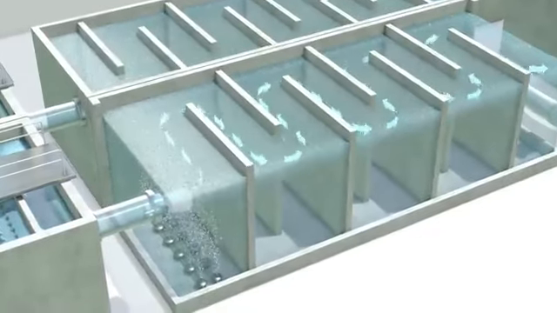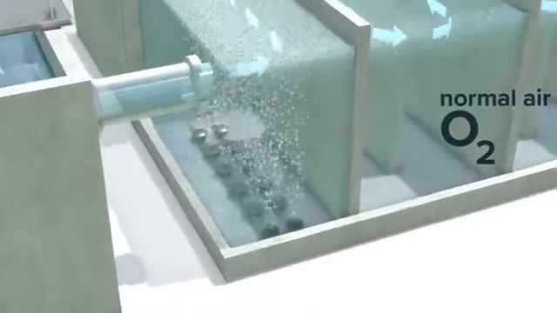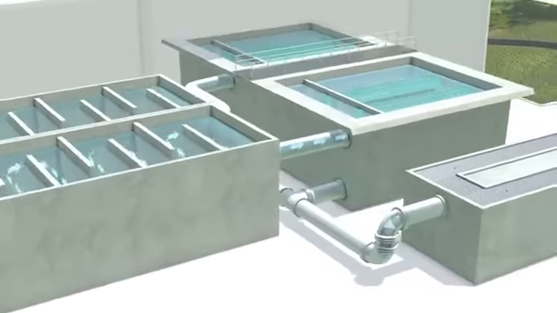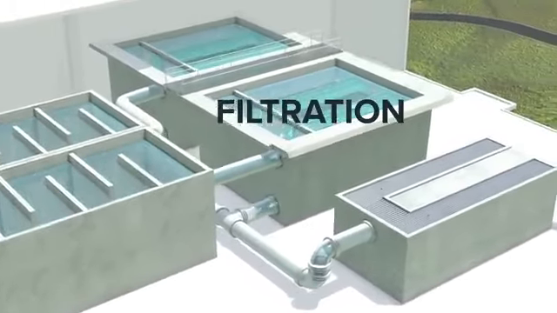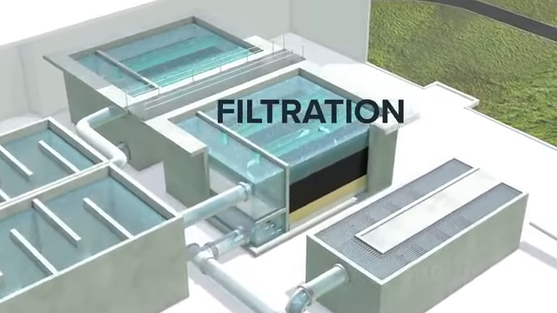When ozone gives up its extra oxygen atom, it just becomes normal oxygen, leaving no byproducts in the treated water, unlike other purification methods such as chlorination. The water flows to the filtration stage to remove the oxidized particles and any other remaining contaminants.